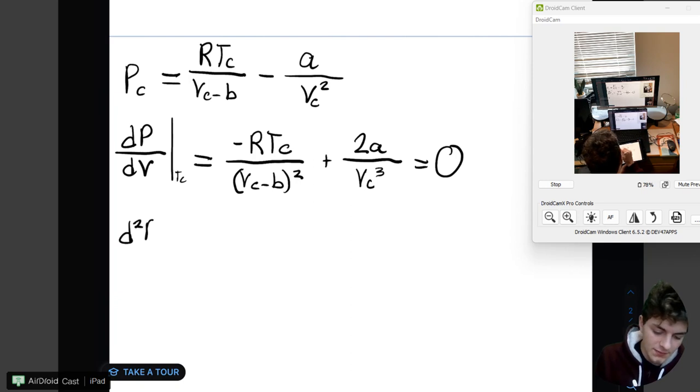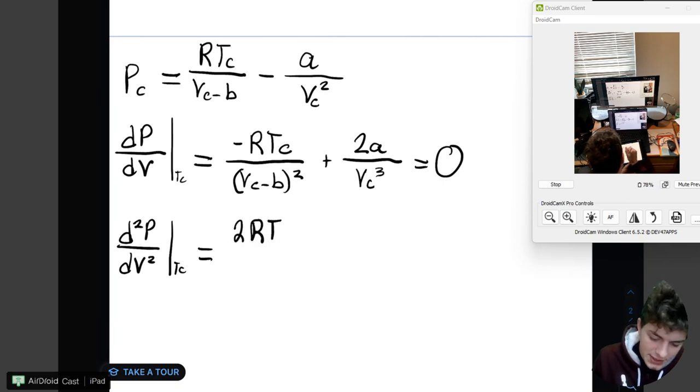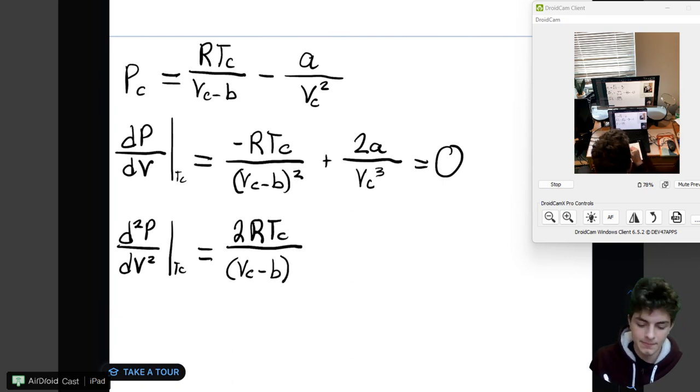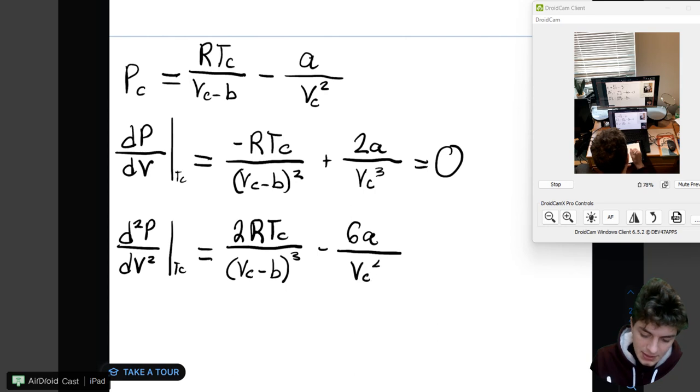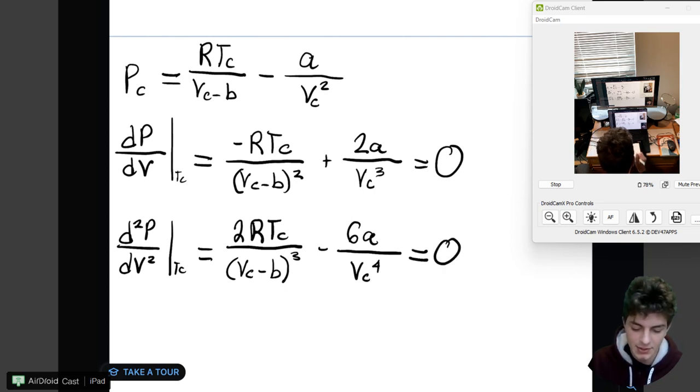So let's do that again and find the second derivative. So let's differentiate again at the critical temperature. And we should have 2RTC over our specific critical volume minus our B term there, cubed, plus, actually this should become minus now, because we're multiplying by a negative 3, 6A over VC to the 4th, and that is also equal to 0.